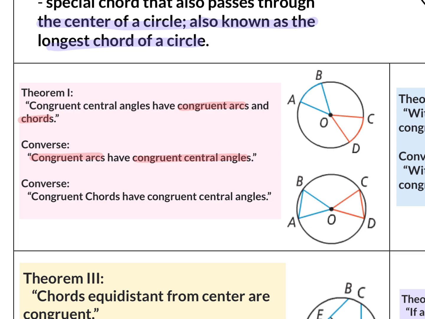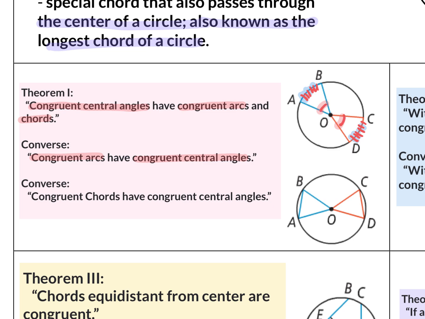Now, let's scrutinize this theorem. In theorem number 1, they are simply saying that congruent central angles, this is our central angle here, have congruent arcs. Our arc here is going to be this part. This is our arc. Now, the converse is simply telling you the other way around. If you start from the congruent arcs, then the result is that they're going to have congruent central angles.